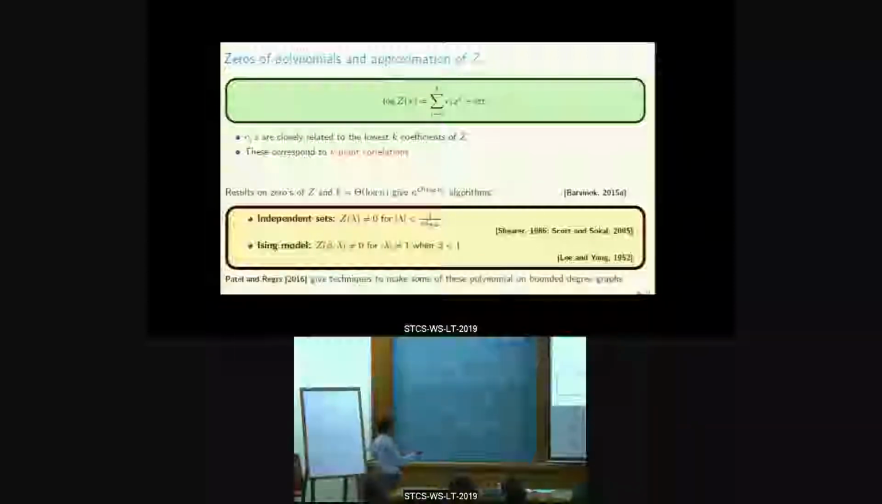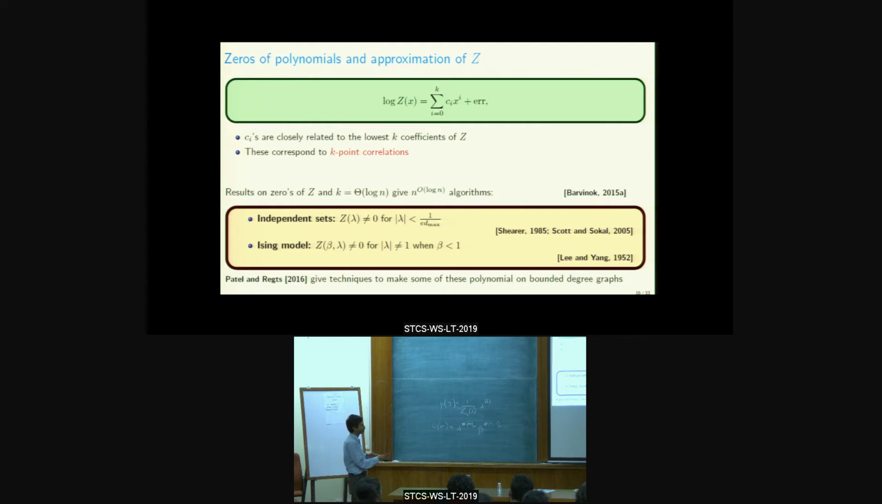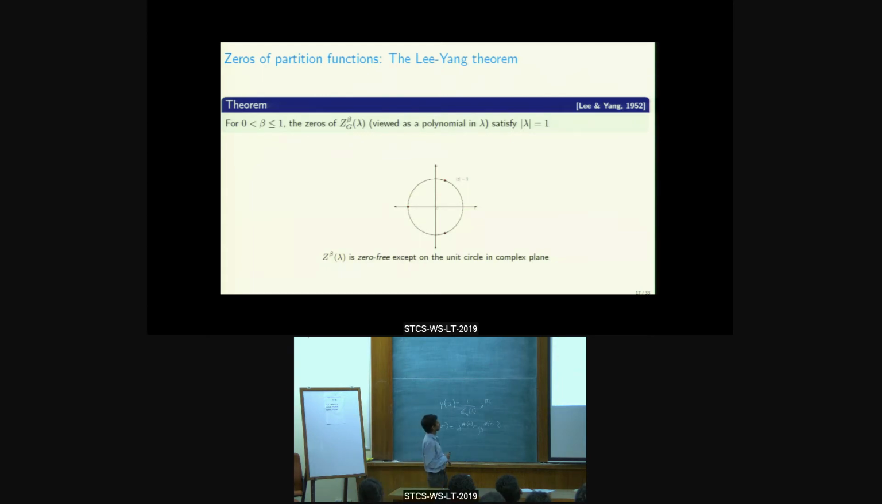And for this n to the log n, Patel and Regts gave techniques to take many of the applications that Barvinok earlier had, and to make them polynomial for bounded degree graphs. So this did not work for the Ising model, but we'll see that that can be fixed, and one can come up with algorithms again to remove this quasi-polynomial dependence and compute these coefficients in polynomial time for the Ising model. So even though these original things didn't work. Okay.